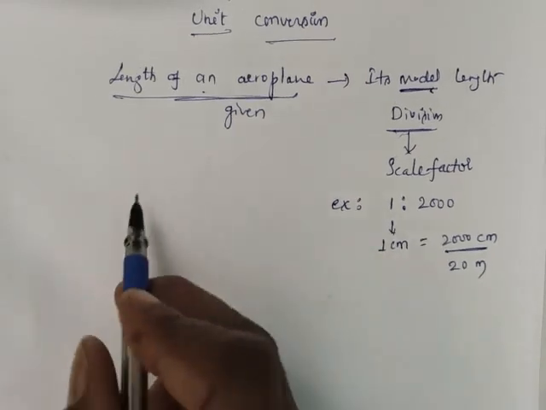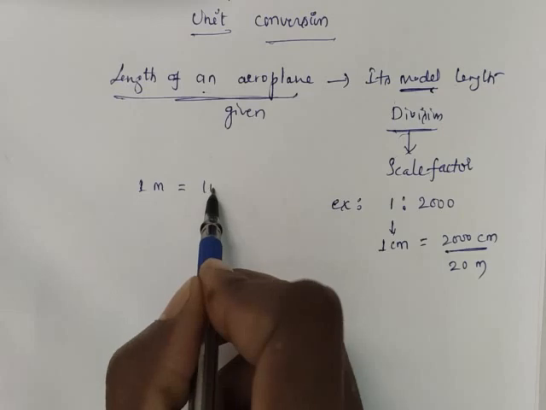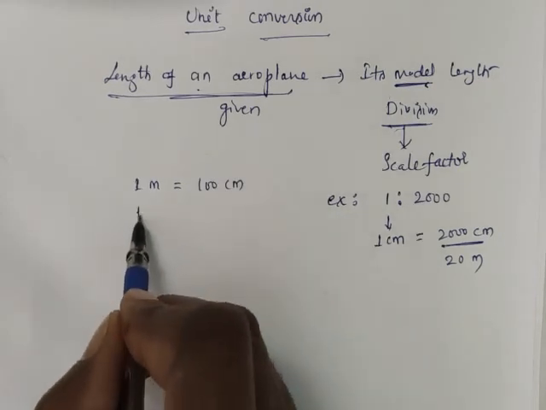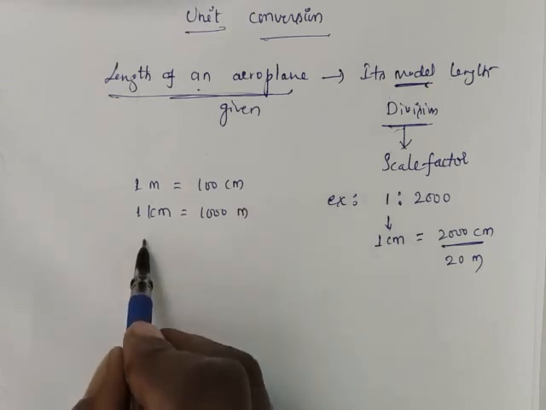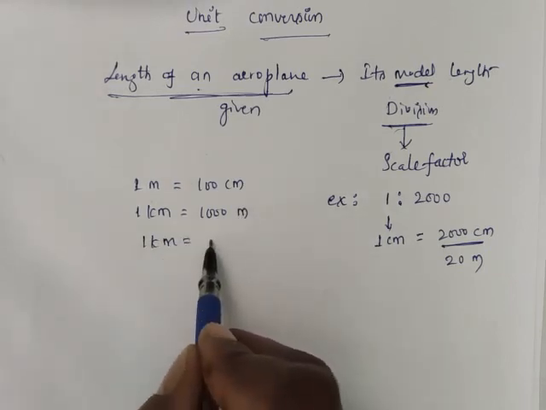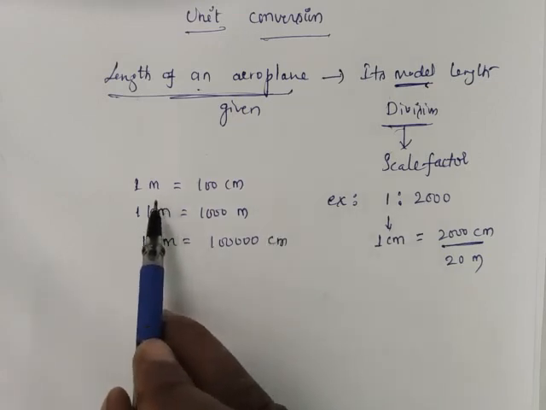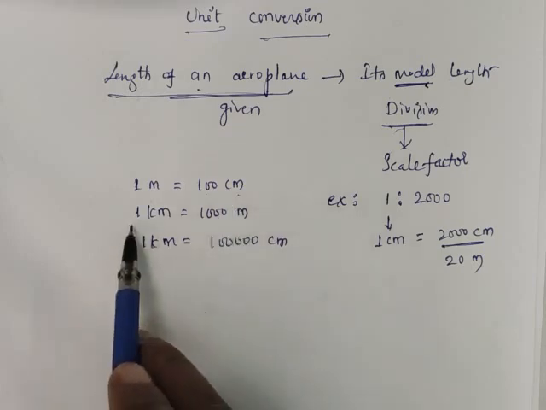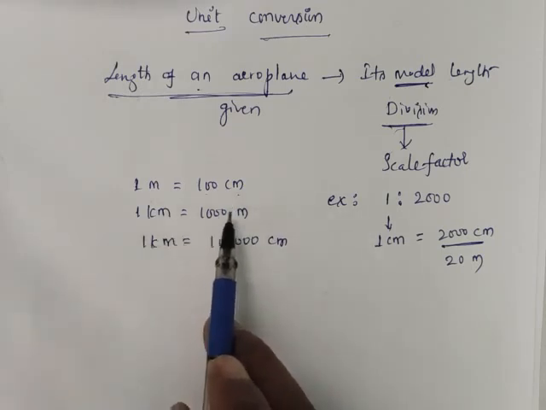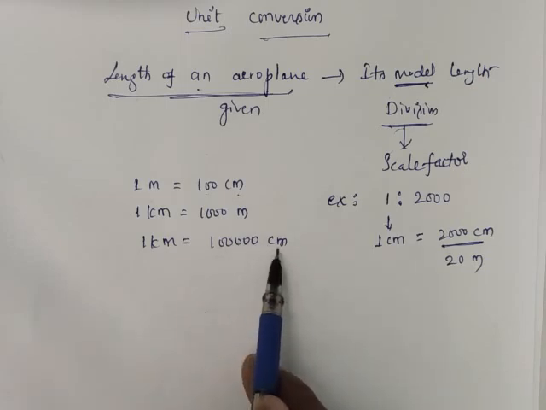The three important unit conversions are: 1 meter is equal to 100 centimeters. This is important. And 1 kilometer is equal to 1000 meters. And 1 kilometer is equal to 1 lakh, 10 to the power of 5, centimeters. In every 1 meter, 100 centimeters are there. In every 1 kilometer, 1000 meters are there. In 1 kilometer, how many centimeters are there? 10 to the power of 5 centimeters are there.